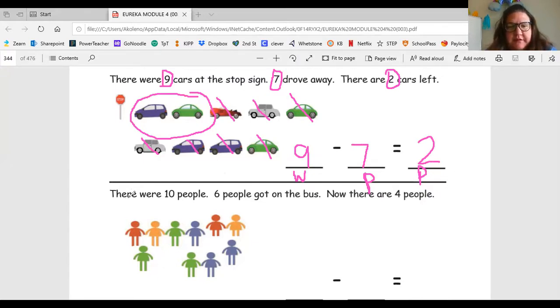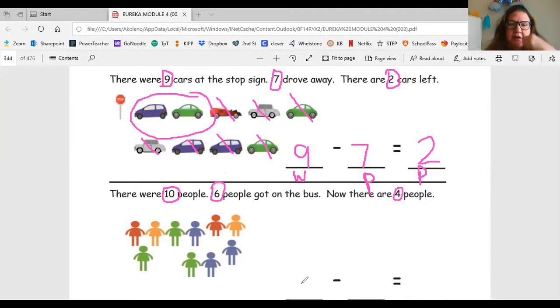Let's look at the next one. There were 10 people. 10 is our whole number, right? All of the people together. 6 people got on the bus. How many got on the bus? 6. Now there are 4 people.